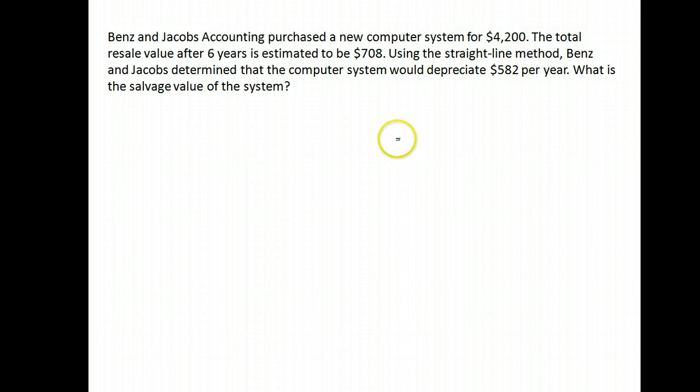There's Benz and Jacobs. They're accounting. They purchased a new computer system for $4,200. The total resale value after 6 years is $708. Using the straight line method, Benz and Jacobs determined that a computer system would depreciate by $582 a year. What's the salvage value of the system?